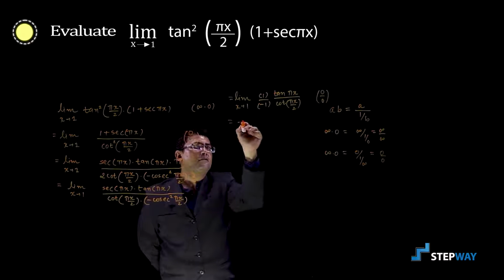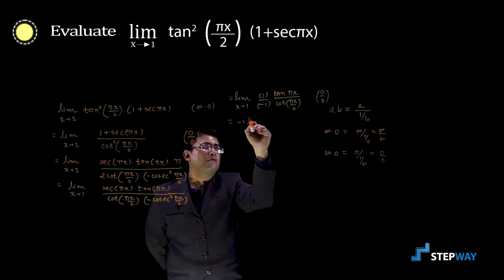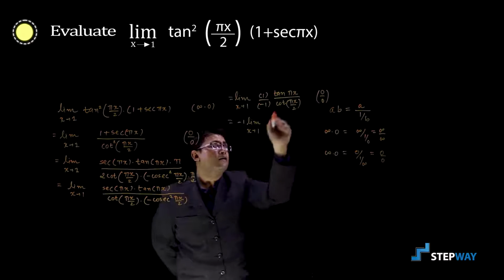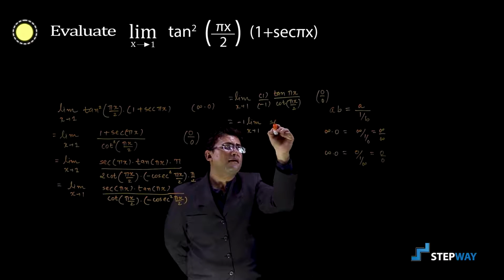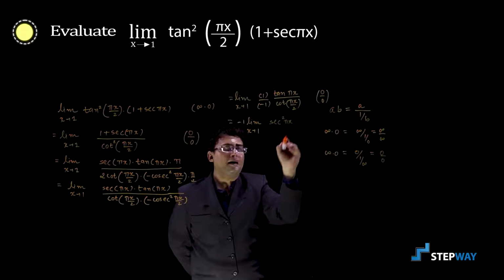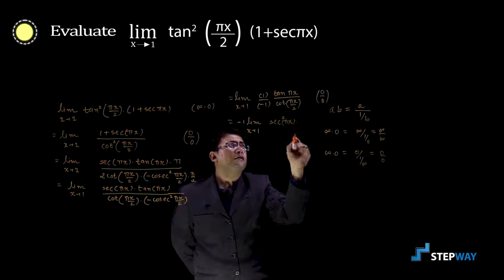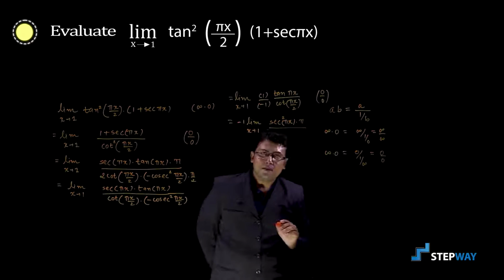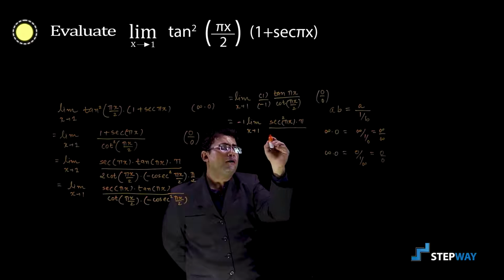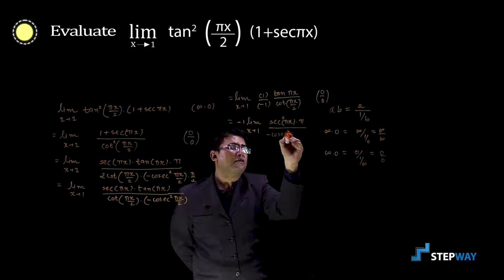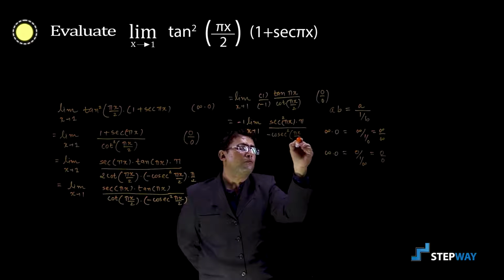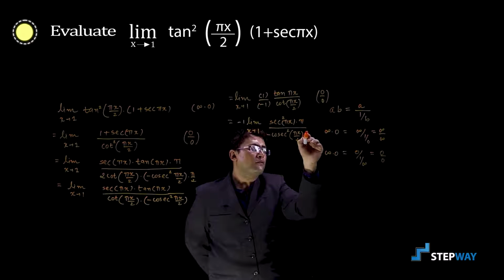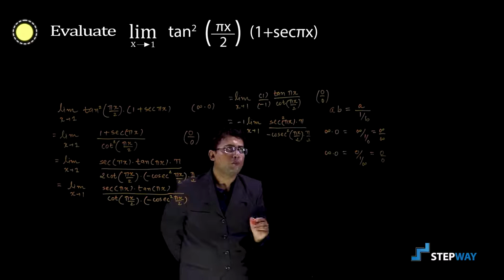So this is minus 1, limit x tends to 1, differentiate tan pi x, differentiation of tan x, that is sec square pi x, multiplied by differentiation of pi x, that is pi, divided by differentiation of cot, that is minus cosec square pi x by 2, multiplied by differentiation of pi x by 2, that is pi by 2.